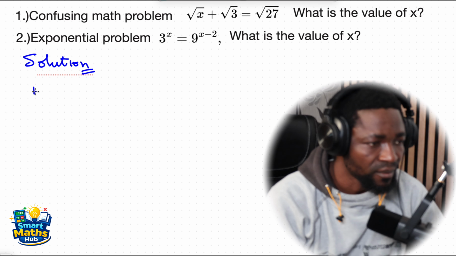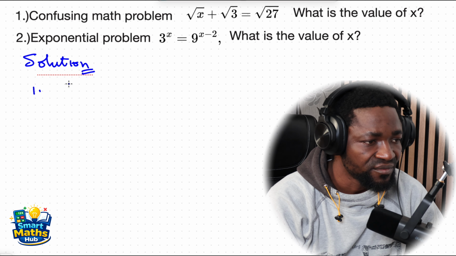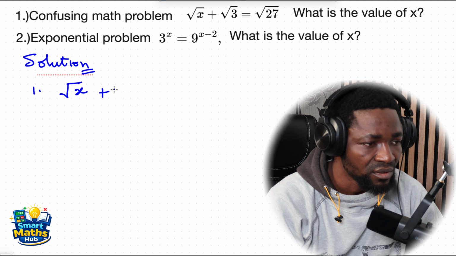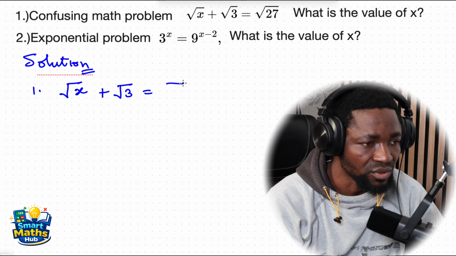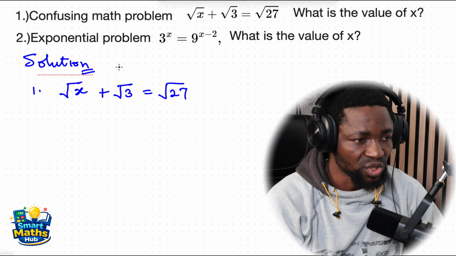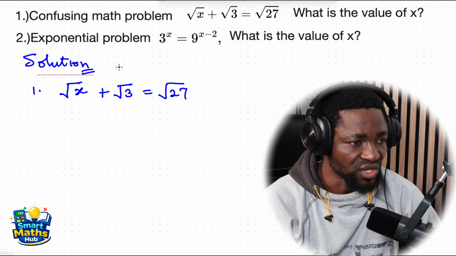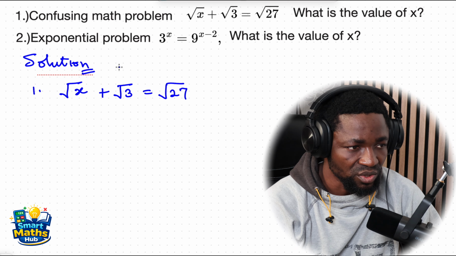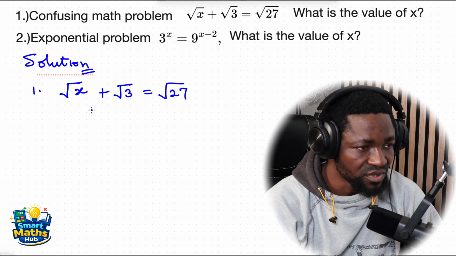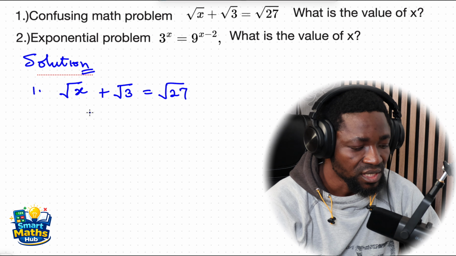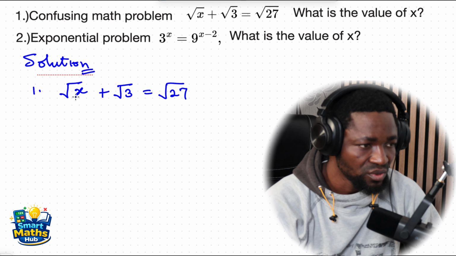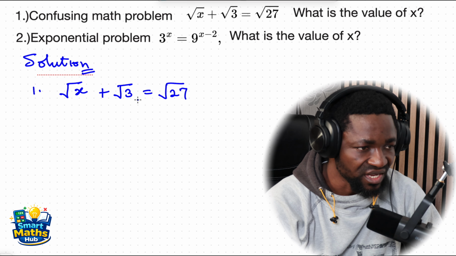Question number one. We have square root of x plus root 3 equals square root of 27. This is a surd equation. If you are solving any surd equation, the first step is to simplify the surd.